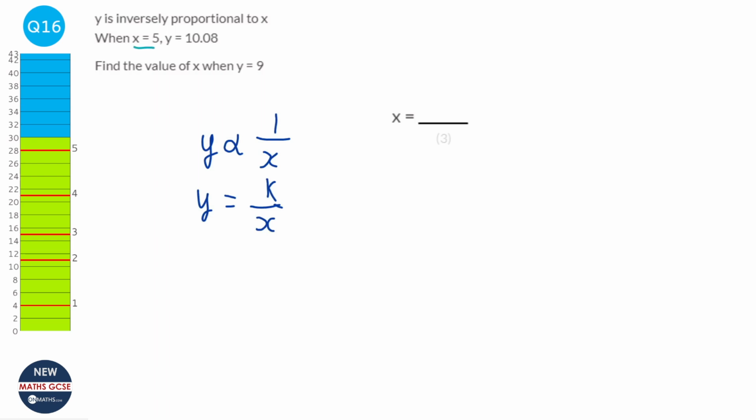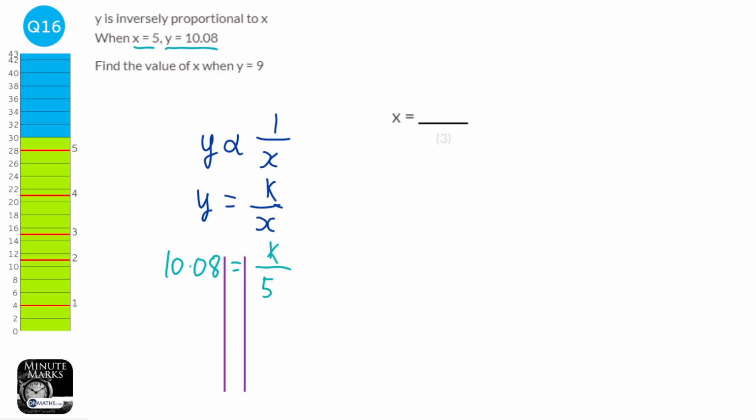And we're told that when x is 5, y is 10.8. So I'm going to substitute those in to be able to find out what k is going to be. So it'll be 10.8 equals k over 5. And we're going to be solving this.